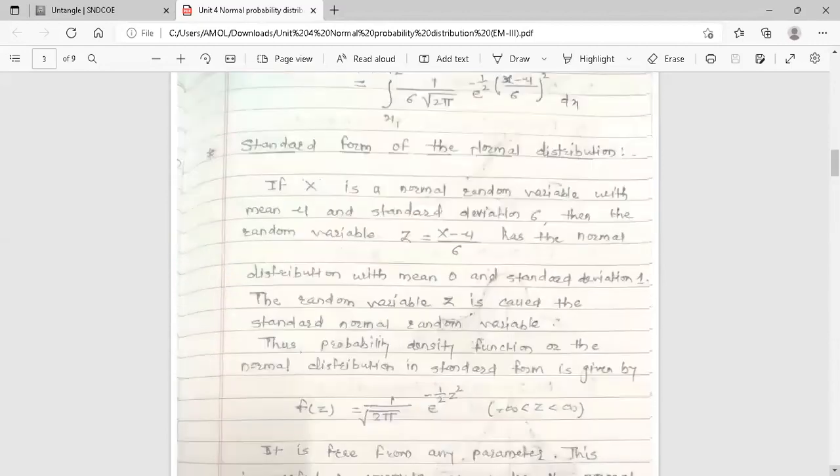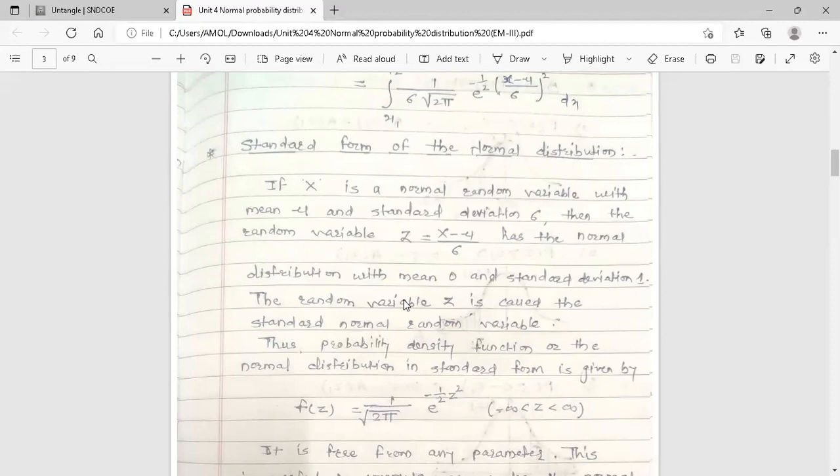Now, the standard form of the normal distribution. What is the standard form? If x is a normal random variable with mean mu and standard deviation sigma, then the random variable z = (x minus mu)/sigma has the normal distribution with mean 0 and standard deviation 1, and the random variable z is called the standard normal random variable.